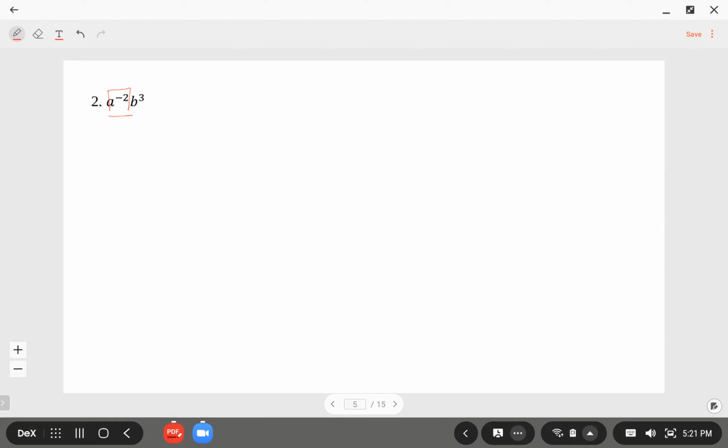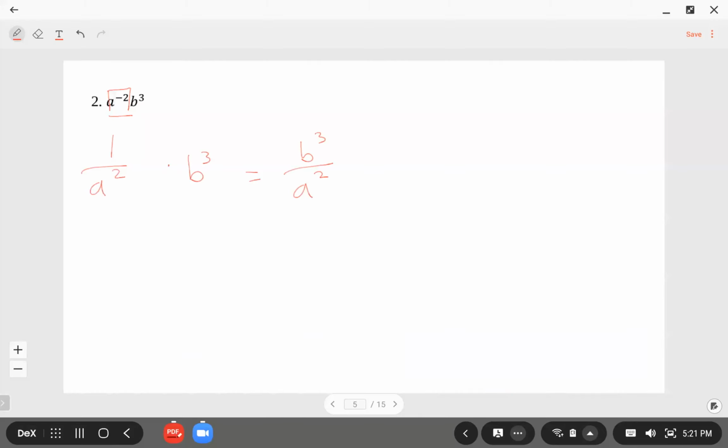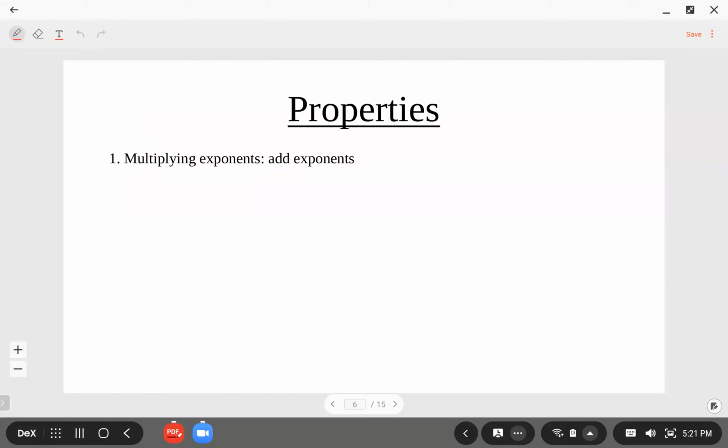So let's solve this one. What is a to the negative 2? It's 1 over a to the positive 2, and then multiplied by b cubed. Shouldn't be too hard. That is going to be b cubed over a squared, okay? Any questions about that? No questions. Then I will continue to the properties.